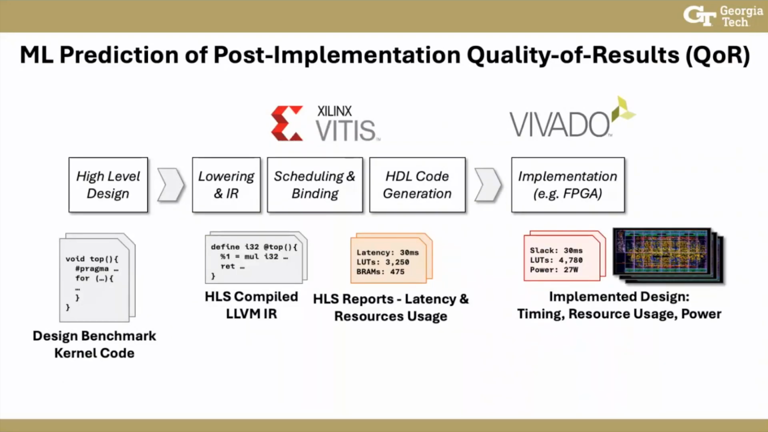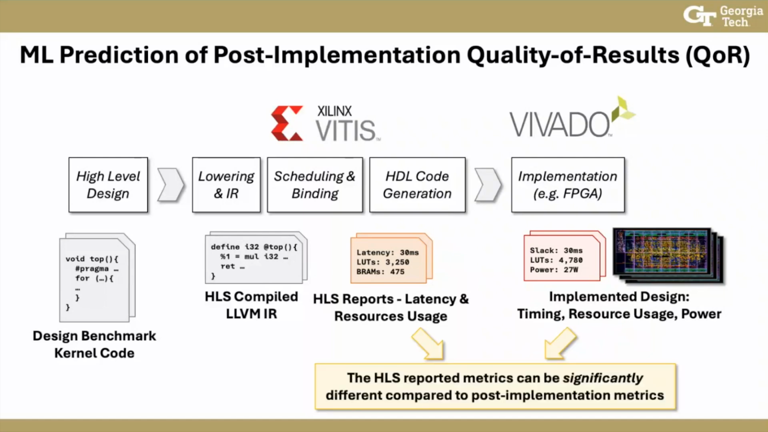The first case study that I have is about ML prediction for quality of results. This is what you might consider a very simple or baseline ML for HLS task, right? So we have some kind of design which we run through Vitis HLS, and we get some kind of report about the latency and resource usage. Then we run Vivado on the generated HLS design, and we get timing and also resource usage and power, right?